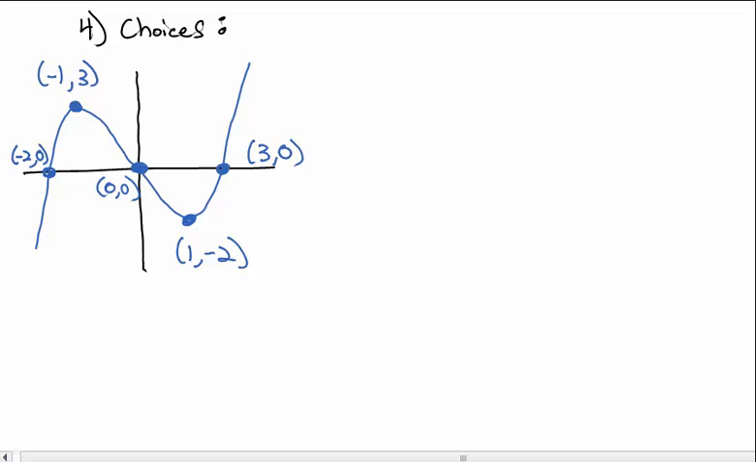Choices in how we restrict the domain. You notice if we were to draw a horizontal line, it's going to cross in 1, 2, 3 places. It's not going to pass the vertical line test when we make it into an inverse. So what we're going to do is restrict the domain so that it only crosses in one place. The catch is there's several options for this.